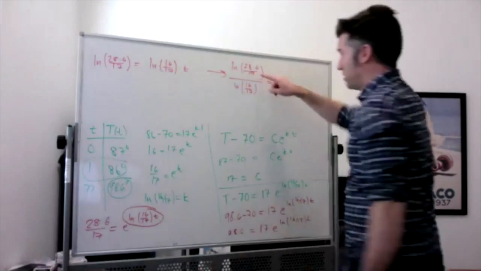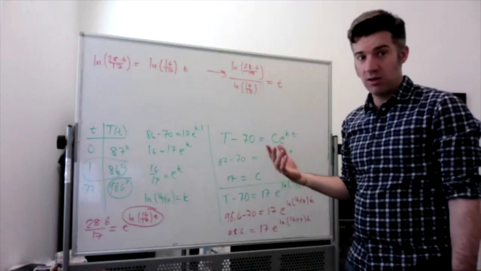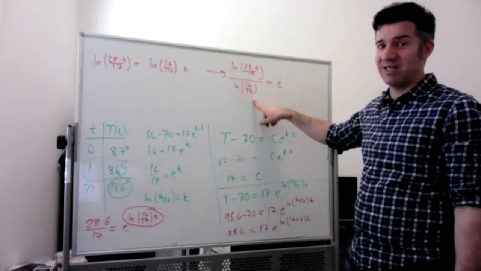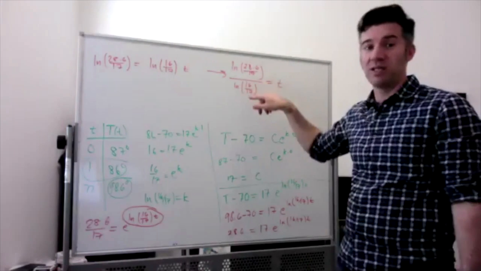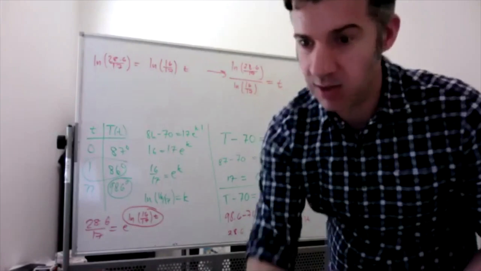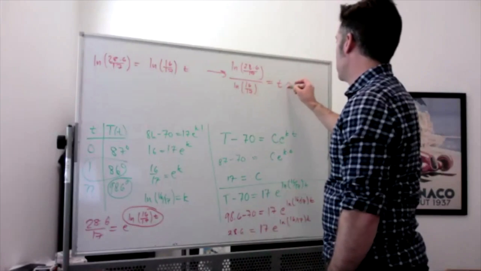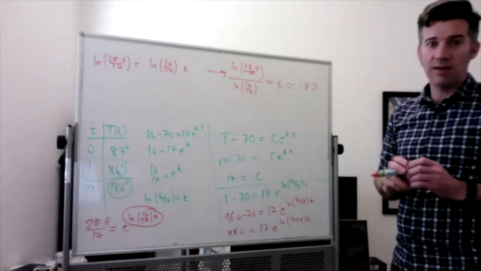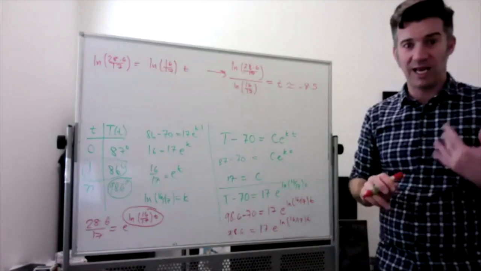Natural log of 28.6 over 17 is a positive number, because you take the natural log of something that's bigger than 1. But natural log of 16 over 17 is actually a negative number, taking the natural log of something that's less than 1. So this is going to end up giving you a negative time, approximately negative 8.5.